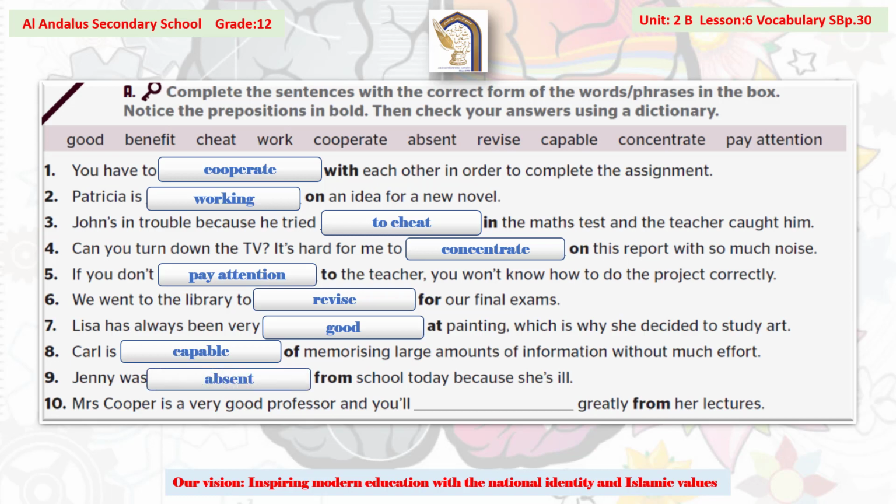Thank you. Number 10 and final sentence for this exercise: Mrs. Cooper is a very good professor, and you will greatly from her lectures. Please pay attention to the preposition from. So, if Mrs. Cooper is a good professor, you are going to benefit greatly from her lectures. That's an amazing participation and good response. Please let us move to our following task.